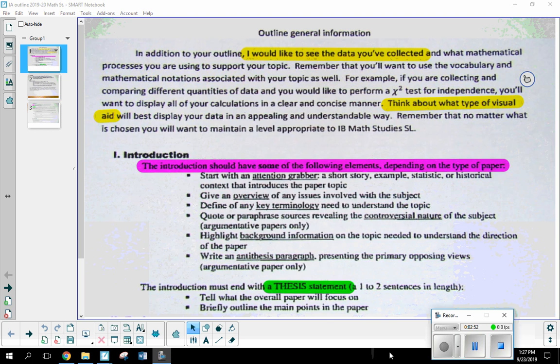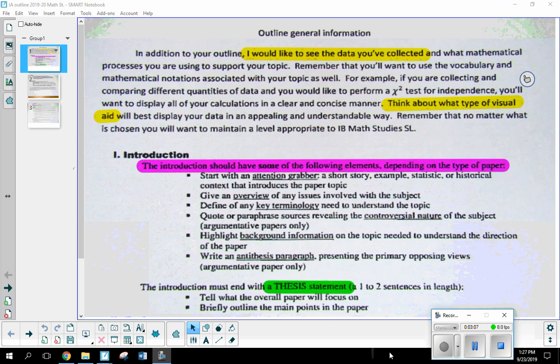Okay, you're going to be analyzing it using whatever methods you deem necessary, and then you'll be making your inferences based on that. Okay, so also think about, with your data, what type of visual aids are going to best display it? Could you put it in a scatter plot? Could it be a bar graph? Okay, what way could you visualize the data?